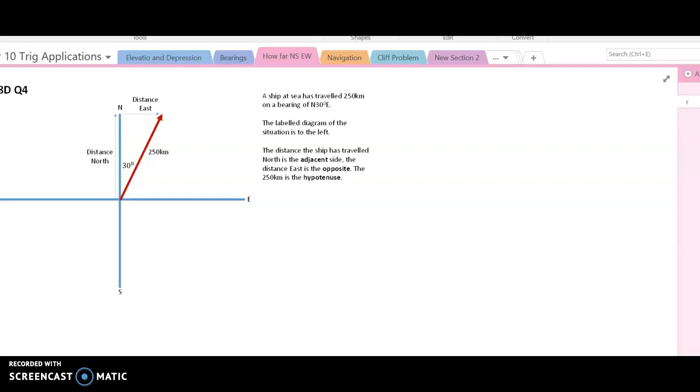G'day, gentlemen. This is part two on navigation, and this time we're looking at the common question they will ask you sometime: on a single journey, or it could be multiple, they want to know how far north or south or east or west a journey that's actually on an angle.